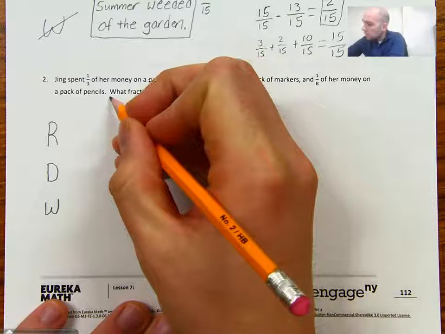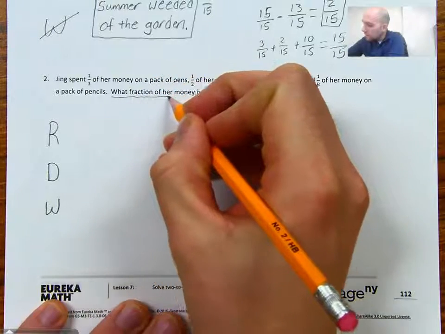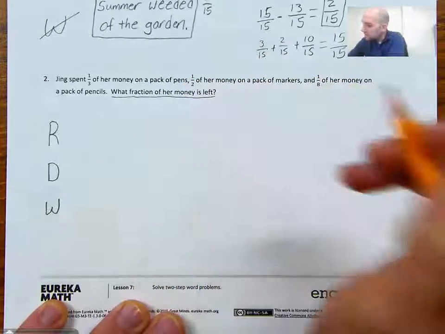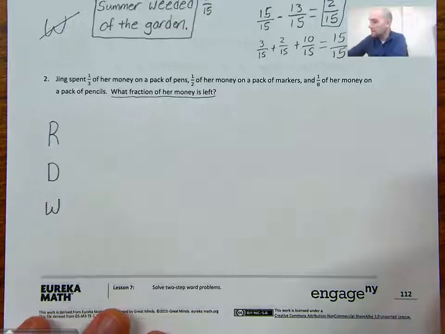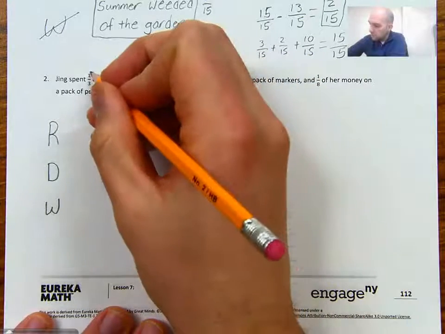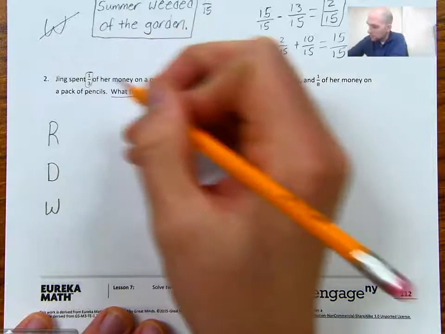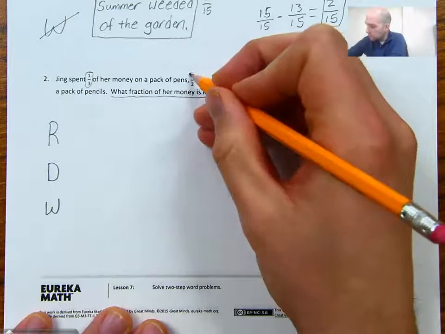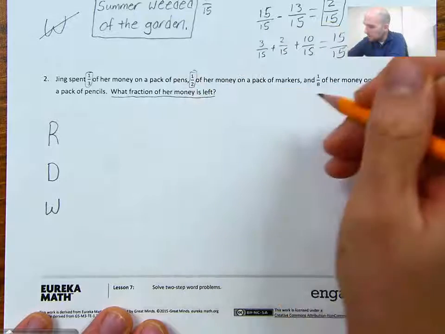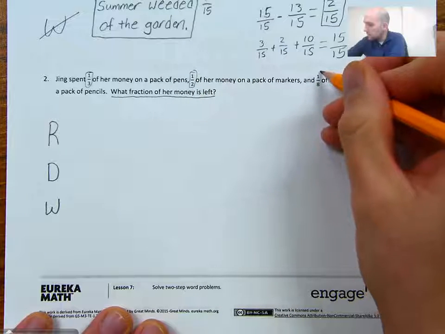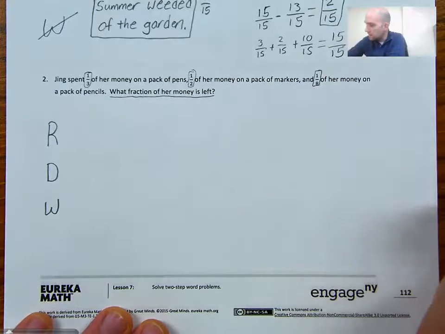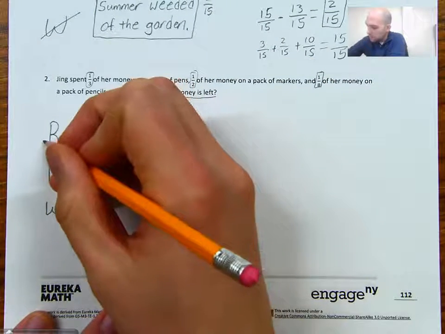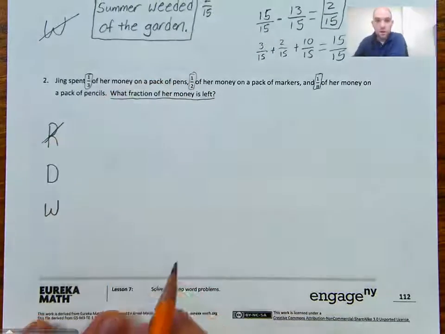So what we're looking for here is what fraction of her money is left after she's bought her pack of pens, her pack of markers, and her pack of pencils. She spent 1/3 of her money on a pack of pens, 1/2 on a pack of markers, and 1/8 on a pack of pencils. So I can cross out my R, and then we need to draw.